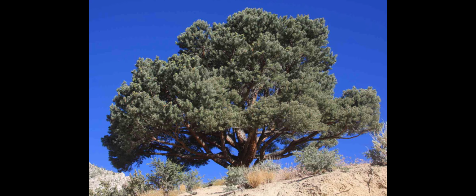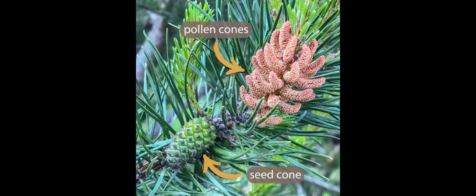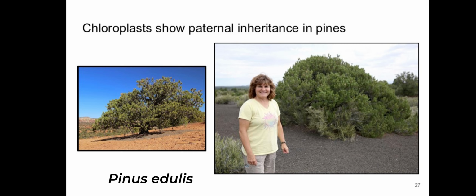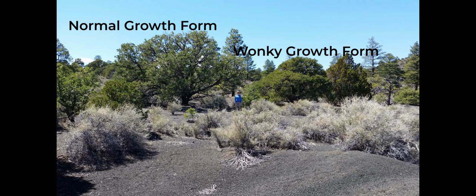Tracking the paternity in plants is a little bit harder. Most plants are hermaphroditic. Conveniently, pines inherit their chloroplasts through the paternal line. Pinyon pines, or Pinus edulis, at Sunset Crater near Flagstaff, Arizona, show two different kinds of growth forms, and for the sake of today, we'll call them the normal growth and the wonky growth.